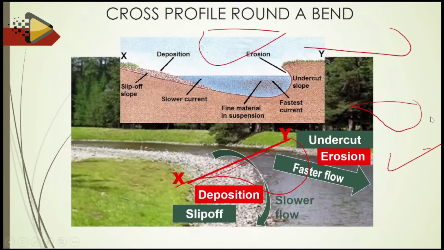So why is the undercut deeper? Because the water is flowing faster and there's going to be more erosion. Why is the slip-off slope shallow? Because the water is flowing slower and there's going to be more deposition.